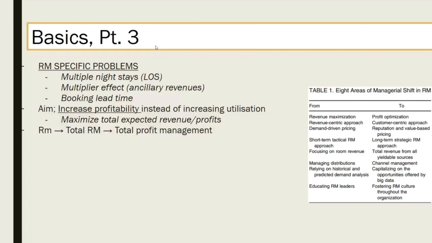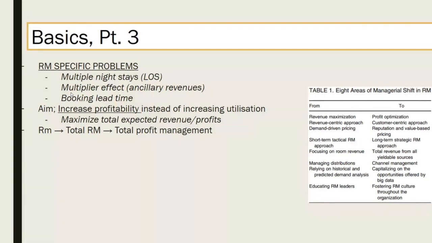So booking lead time is looking at the time of booking, so at what time customers book in relation to their check-in date. The aim of revenue management is to increase profitability rather than to increase utilization. So again, revenue management looks at the whole managing of revenue, and therefore you're doing that in order to increase and gain the most profits that you can, because that's the whole purpose of a business, right? So we can look at revenue management as we can take it further and look at total profit management, because again, the whole purpose of revenue management is we're trying to gain the most revenue we can in order to generate the most profit.